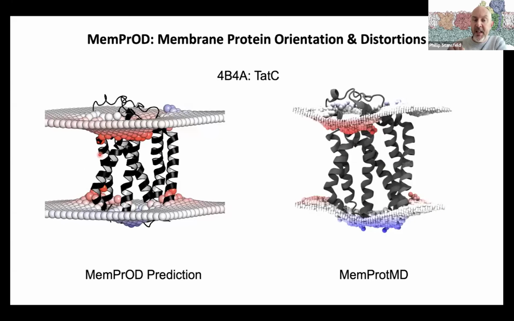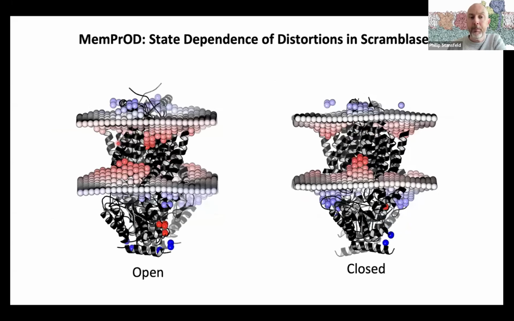Similarly, I talked about TAT-C, that 2012 paper that we had with Ben Birks's group and Susan Lee's group. This also shows a thinning both within MemProtMD, but also within our MemProd prediction. And it's at this particular binding site where we believe the other subunits, TAT-A and TAT-B, bind to this protein. These are shorter transmembrane helices, and therefore there's a requirement for a thinning of the membrane, and that's captured by this distortion prediction.